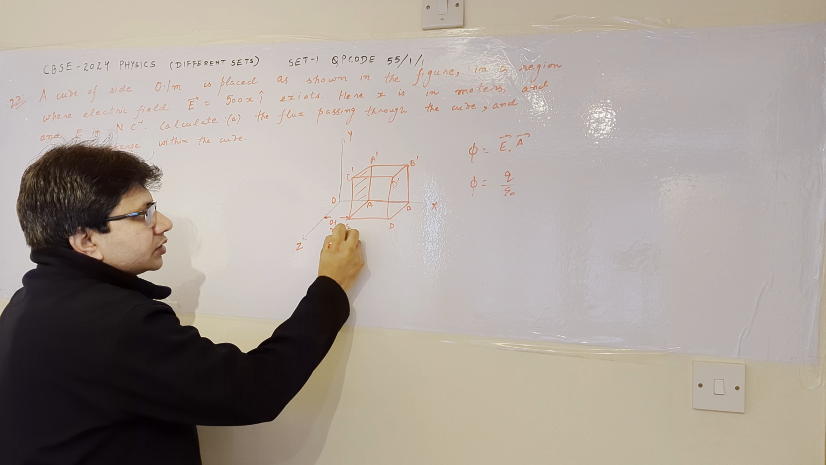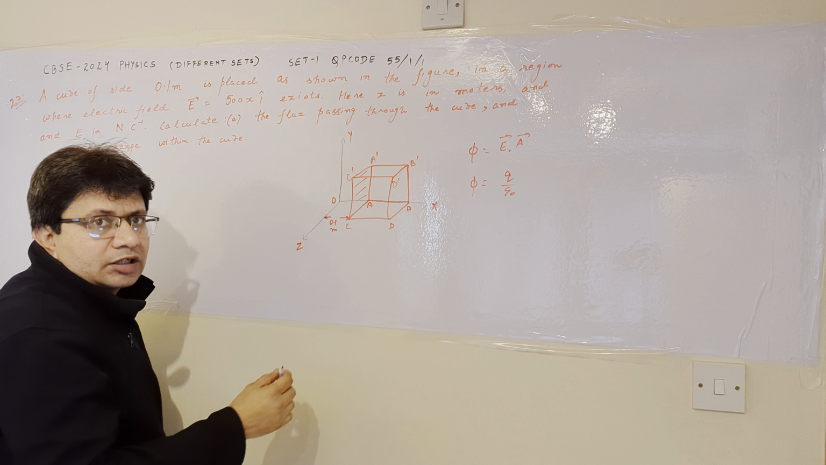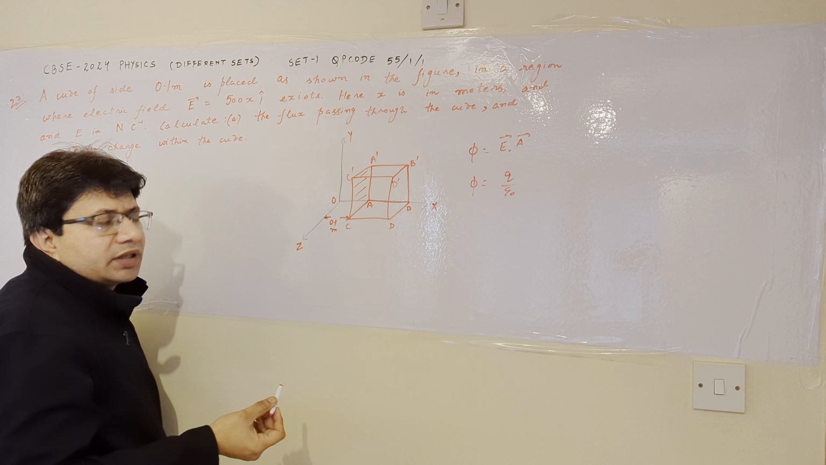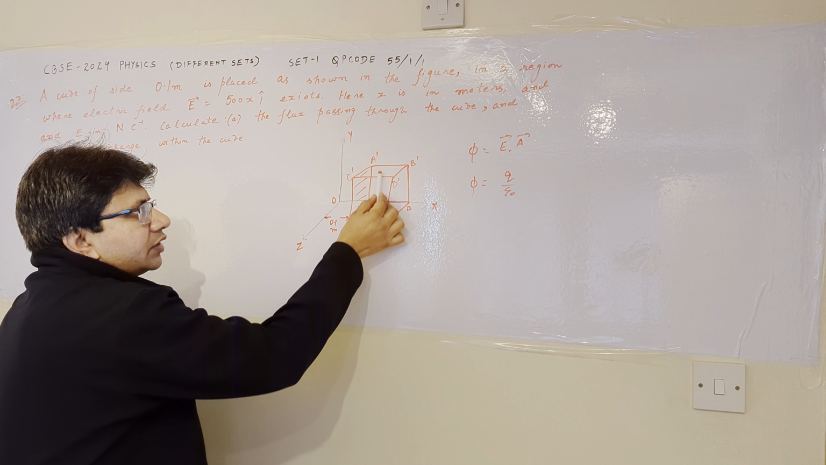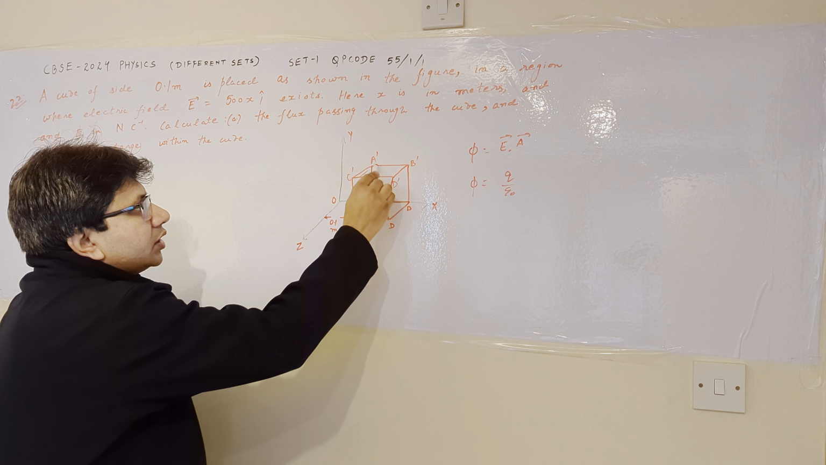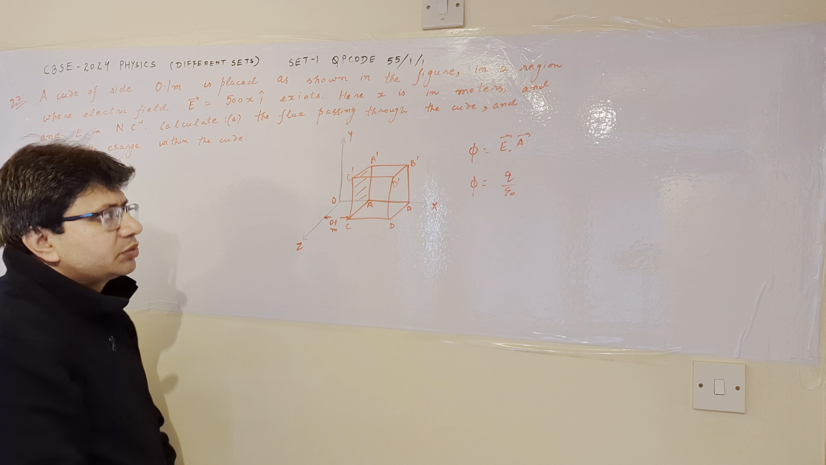For the face C dash, D dash, the electric field lines are perpendicular to the area vector, so we need not calculate the flux corresponding to this. Similarly, for the top surface, A dash, B dash, C dash, D dash, the area vector is perpendicular to the electric field, so we need not calculate the flux. Similarly, for the lower bottom surface, we need not calculate. Similarly, for A dash, B dash, A, B, we need not calculate the flux because the area vector is perpendicular to the direction of the electric field.